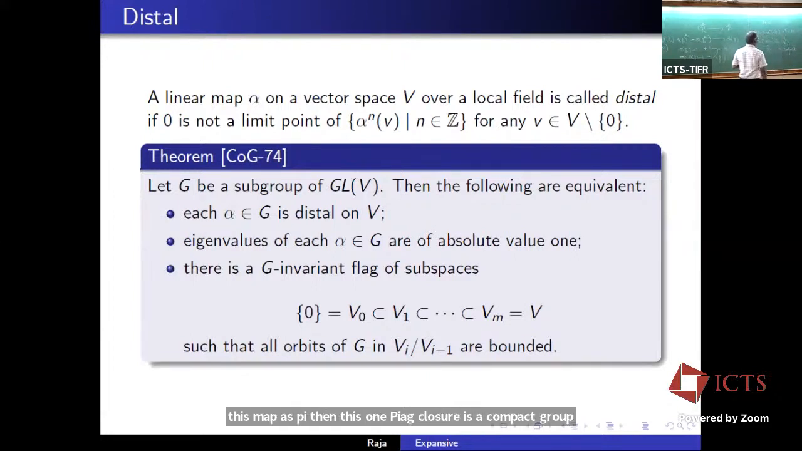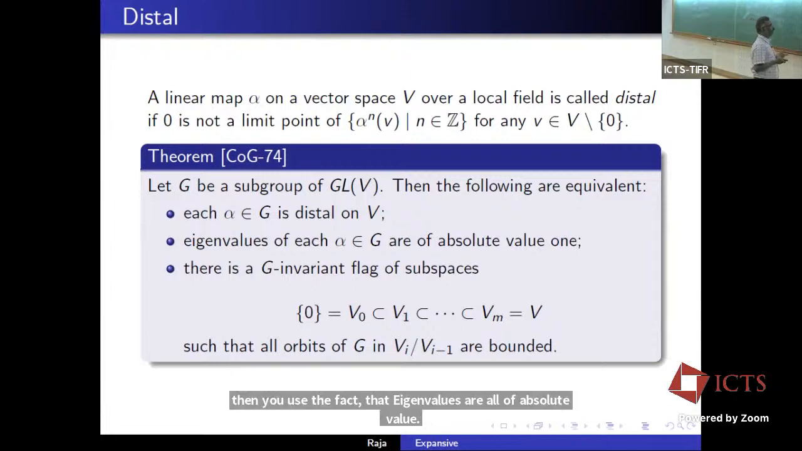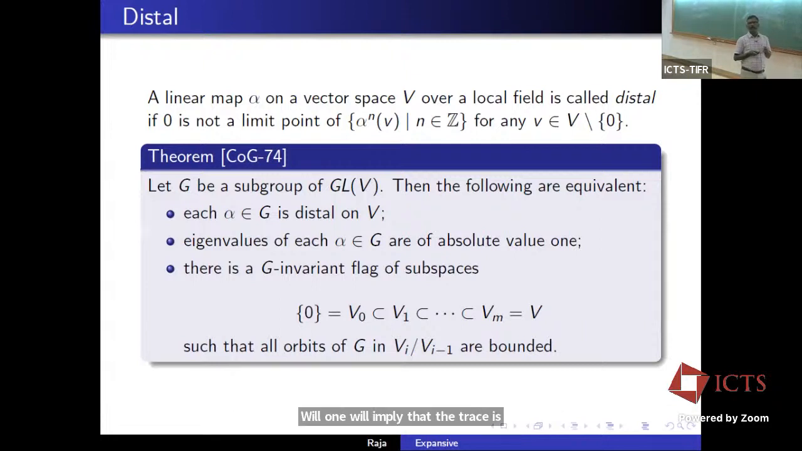Is compact. Is a compact group. So that is the thing about it. But the main idea here is first to take finding an invariant subspace. Given any finite dimensional vector space, you can always find an invariant subspace for any group action or for any transformations also. Then you use the fact that eigenvalues are all of absolute value 1, which will imply that the trace is bounded. Then apply Burnside density theorem to conclude this.